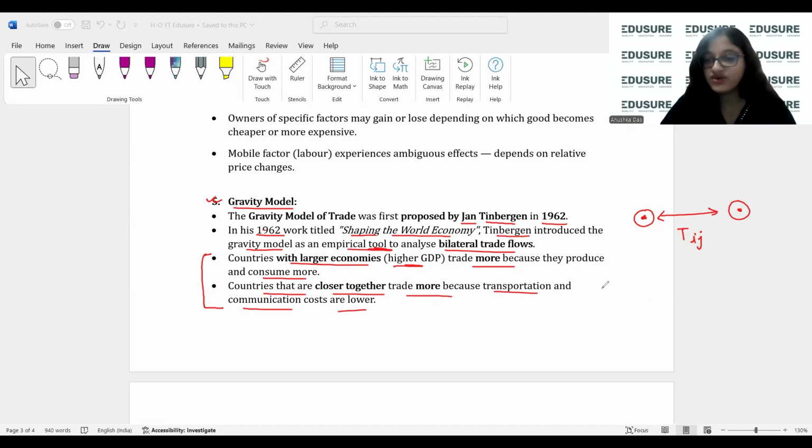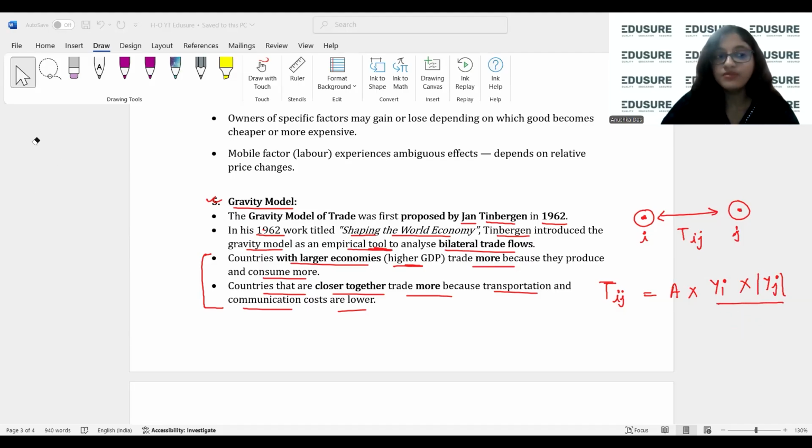And with this respect, you have a general equation for this gravity model, which looks something like this. The bilateral trade flow between these two countries, suppose this is the ith country and this is the jth country, given by Tij, will be simply a constant A times the GDP of the ith nation times the GDP of the second nation, upon the distance between the two nations.